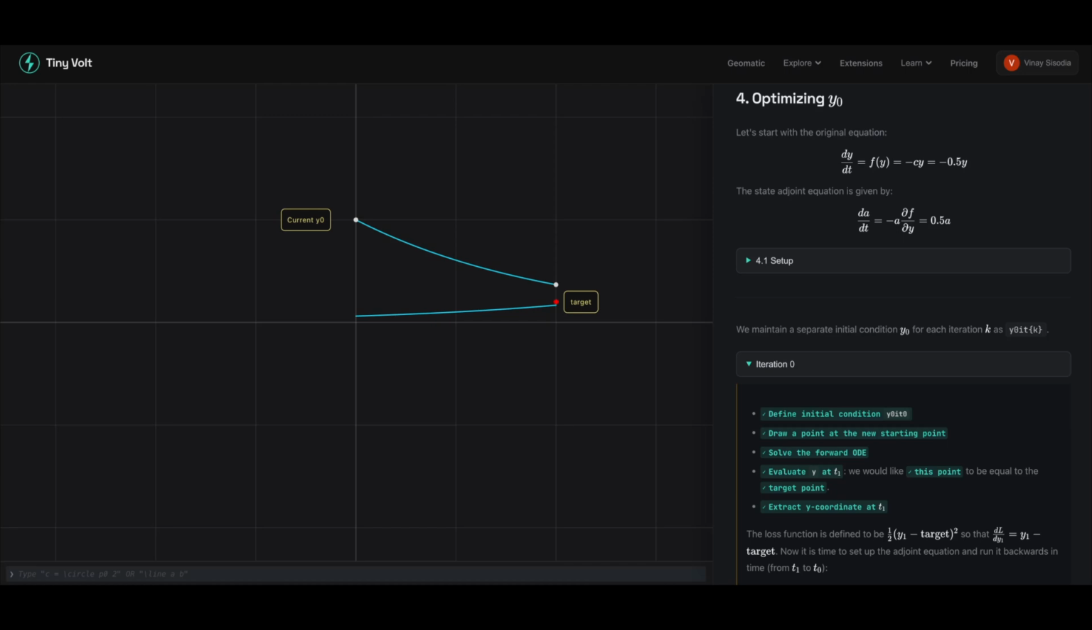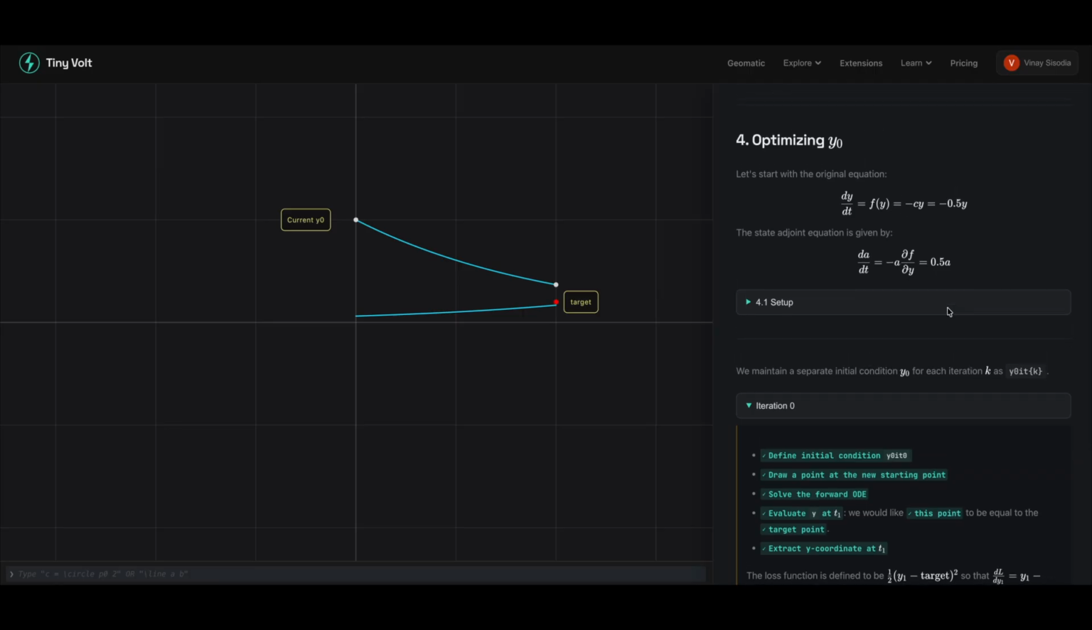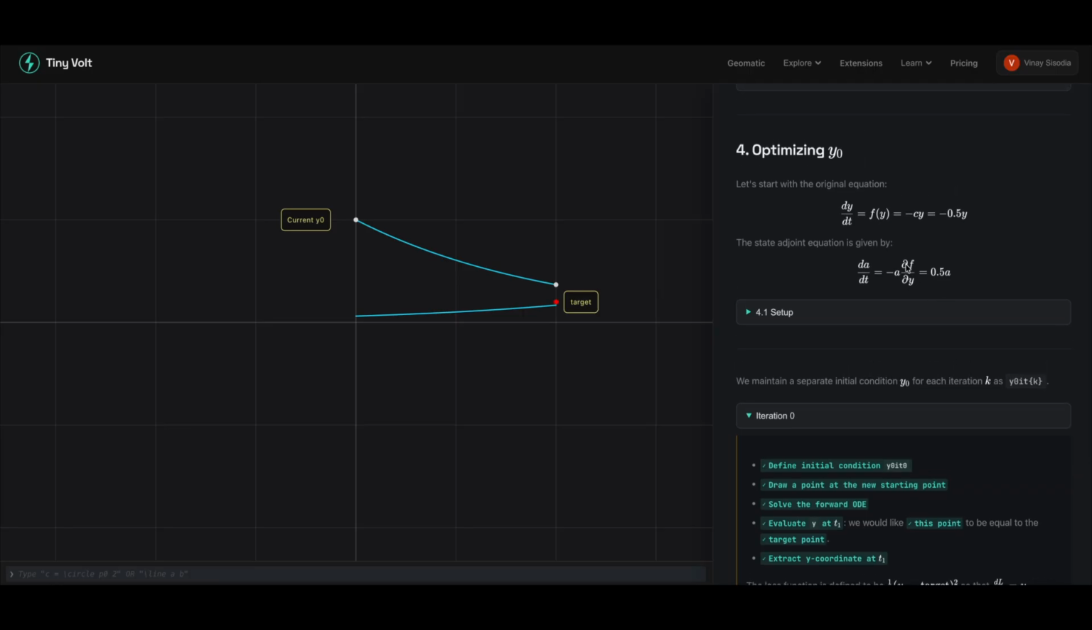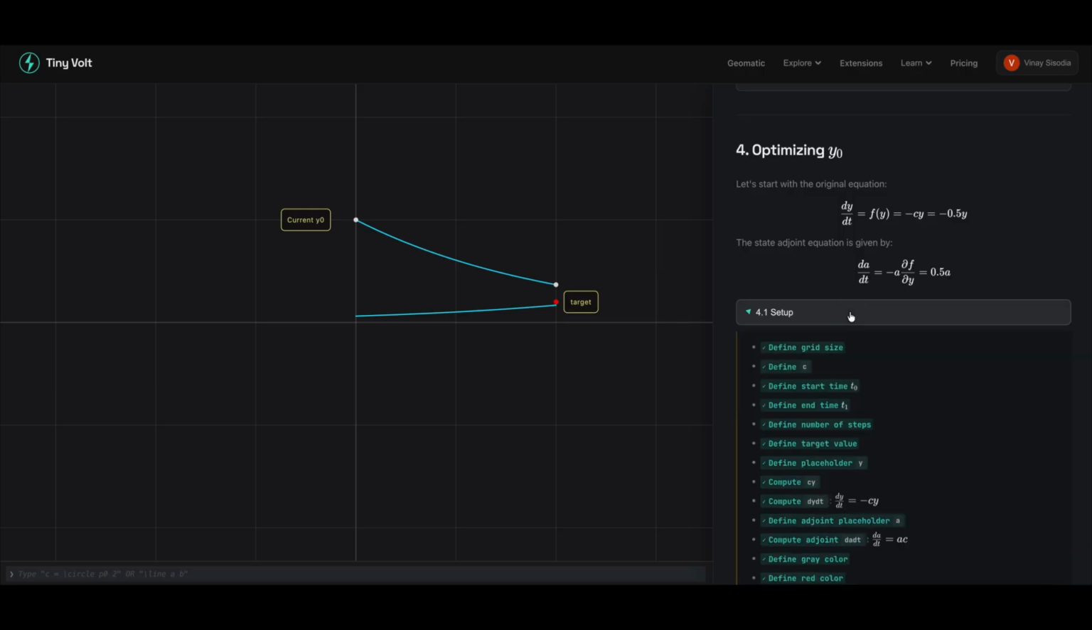This is a follow-up to my last video where I calculated the gradient with respect to the initial condition and then used gradient descent to modify it. One thing I forgot to mention was that in the backwards in time adjoint equation, we need to calculate del f by del y. And in our case, f is a very simple function. It's equal to minus cy, which gives the value of the right-hand side to be equal to a times c. And we just plugged in that value directly in here.